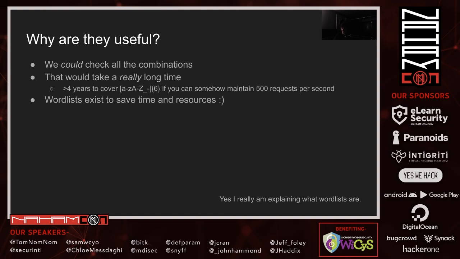So with a little bit of quick maths, we can figure out that if somehow you manage to maintain 500 requests a second and you wanted to get all 6-character directory names in a path brute force with some tool like Dirbuster or Ffuf, however you want to pronounce it, things that match this set: lowercase letters, uppercase letters, underscore, and dashes, 6 characters long, you're looking at more than 4 years to brute force all of those possibilities.